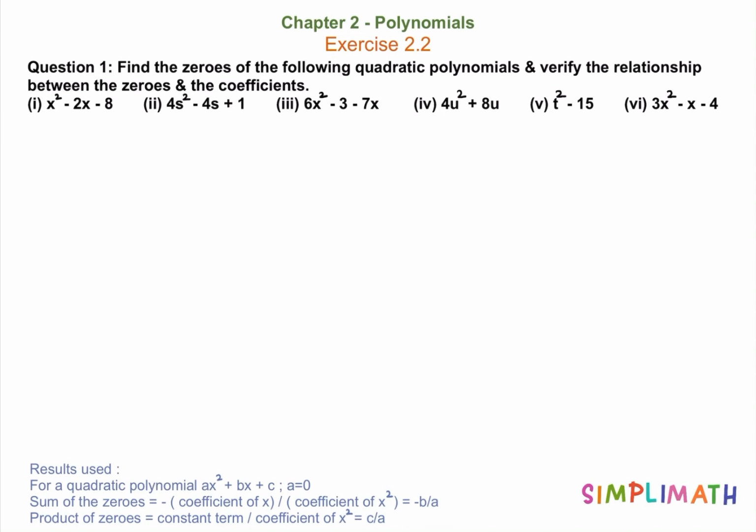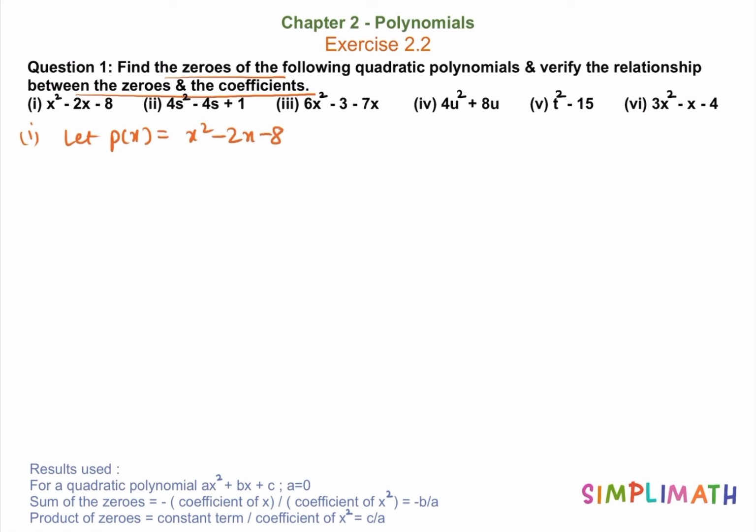Question 1 says find the zeros of the following quadratic polynomials and verify the relationship between the zeros and the coefficients. Now we have done similar questions in the examples before, so if you haven't watched those videos you can also watch them. Okay, now let us begin with the first part. Let p of x equal to x square minus 2x minus 8.